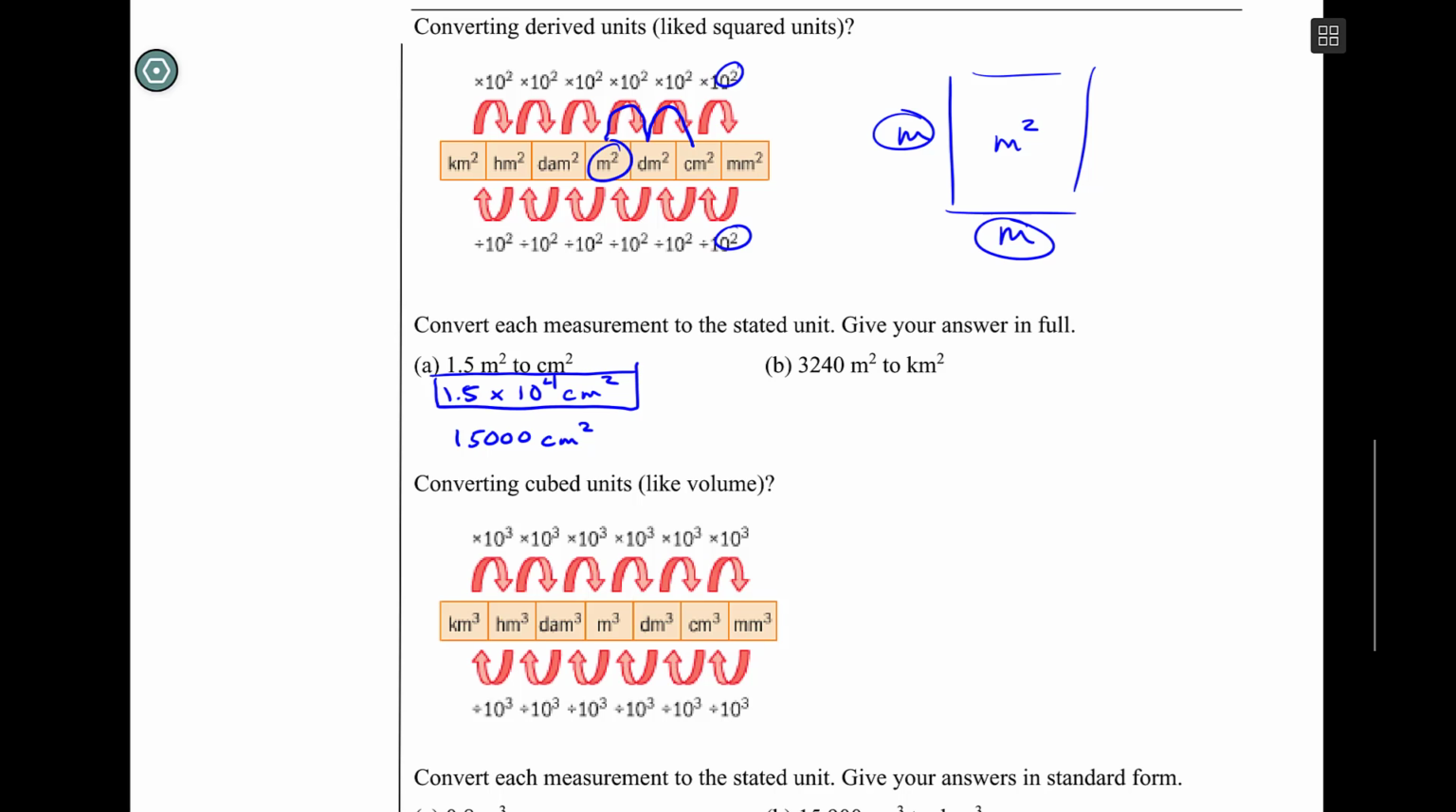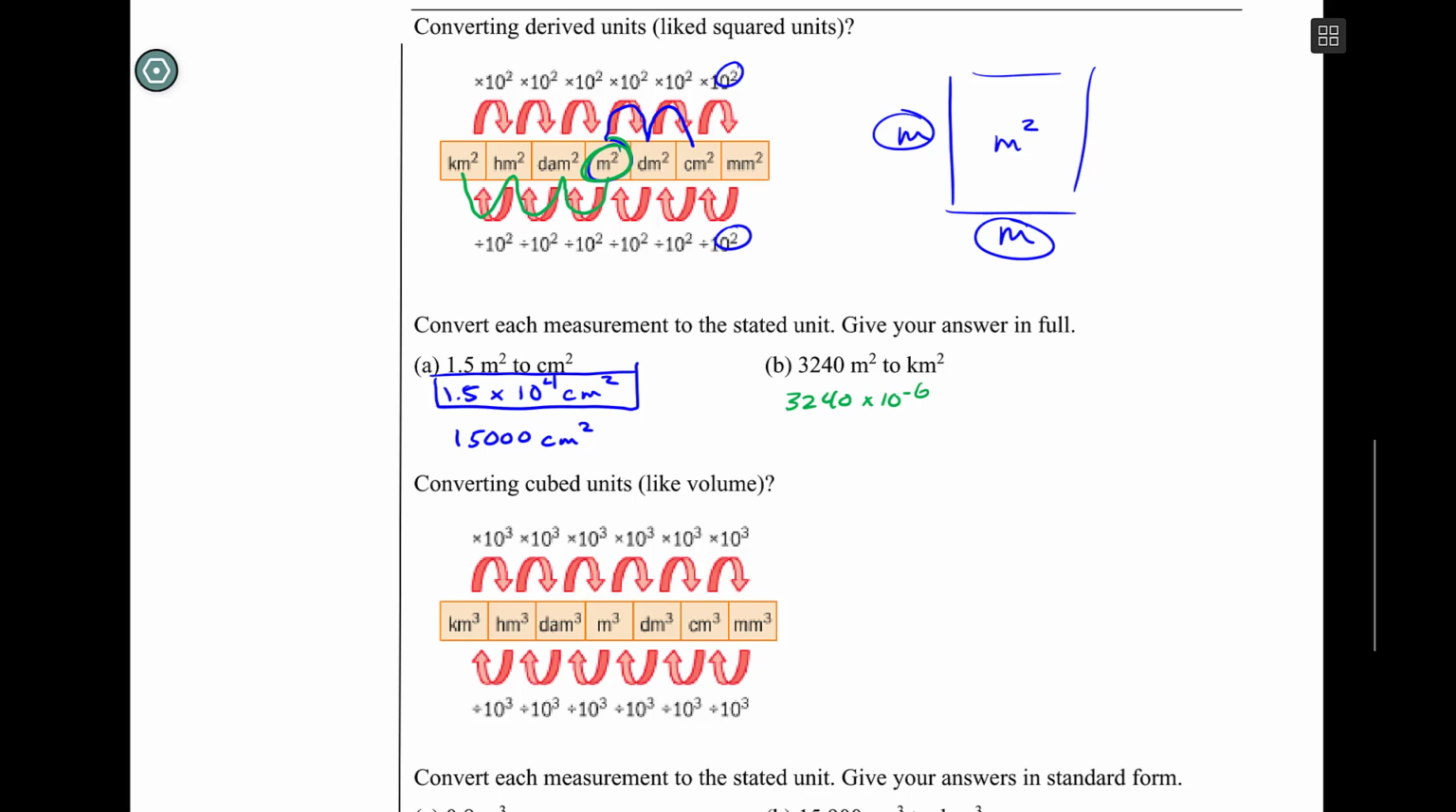Now, what about our next one? From 3,240 meters squared to kilometers squared. So now we are starting at meters squared, but we're moving the other direction, which means we have to divide by 10 squared, and another 10 squared. That's 3 10 squareds. So what does that mean we are going to be doing? It's like we are dividing by 10 to the 6. So 3240 times 10 to the -6. That's the same idea as dividing by 10 to the 6th power. It's just one kind of shortcut way you can do it.